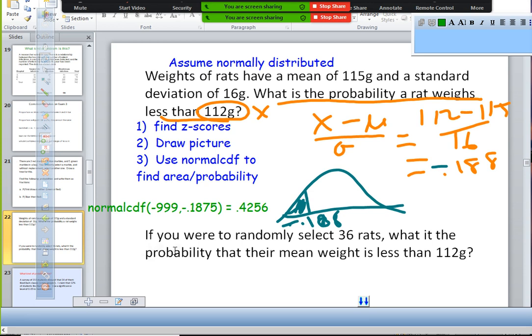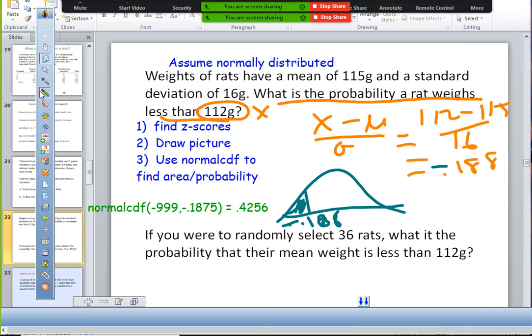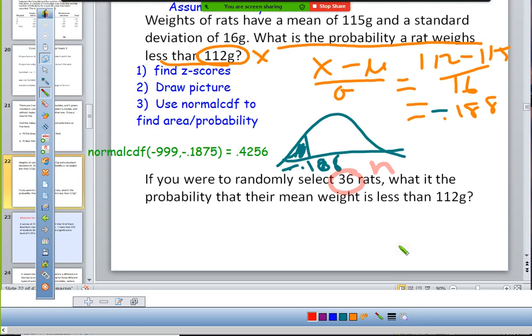And then it goes on to say, if you randomly select 36 rats, what's the probability their mean weight is less than 112? How is this problem different? Well, it's because we're looking at 36 rats. So now we have an n. And whenever you have an n, then you have to use sigma x bar. So I'm going to use a new sigma, which is the old sigma divided by the square root of n.